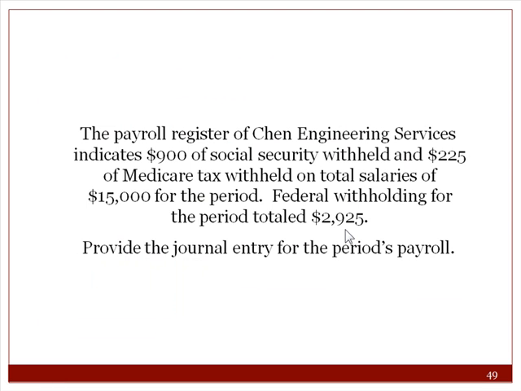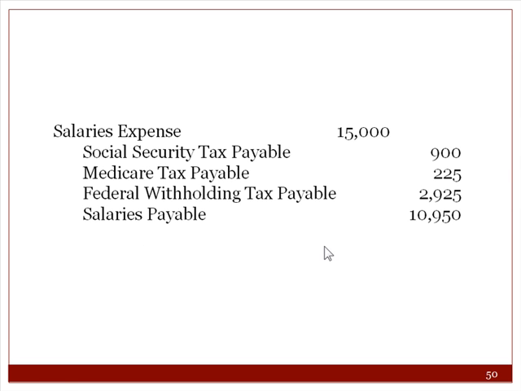So let's do an example. Chen Engineering indicates $900 of Social Security withheld, $225 of Medicare, salaries of $15,000, and federal withholding of $2,925. We're not worrying about how we got this. This information is provided. Here's your entry: salary expense, Social Security payable, Medicare payable, federal tax payable, and salaries payable. This is the net of the salaries minus these deductions.